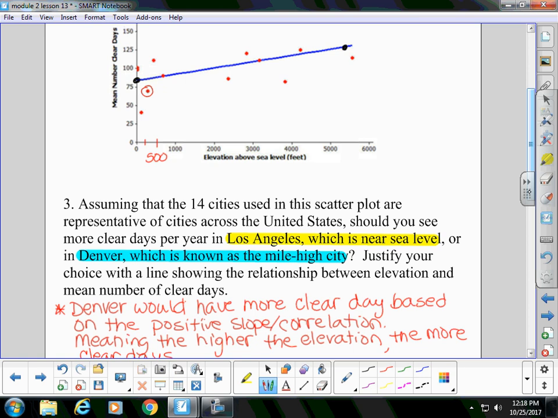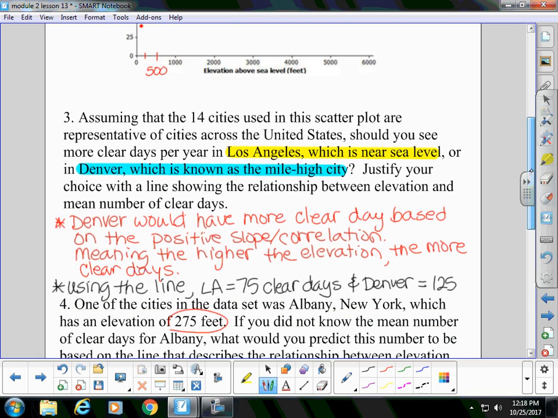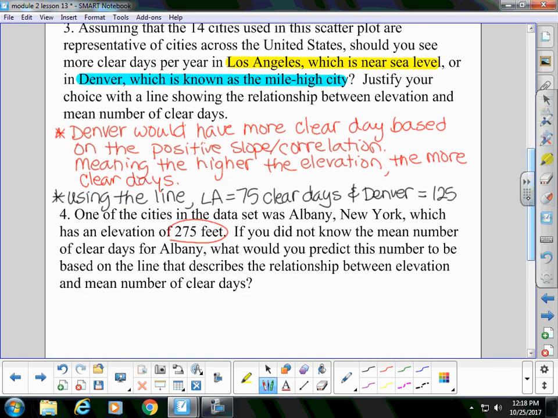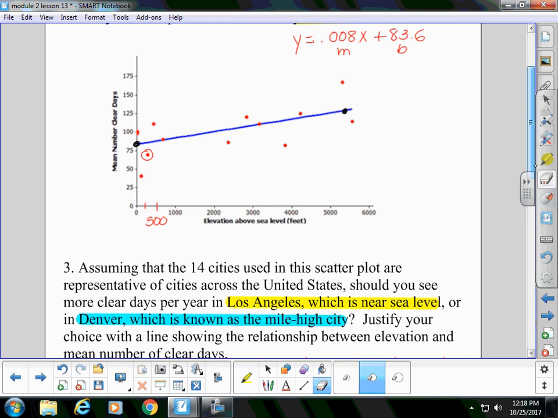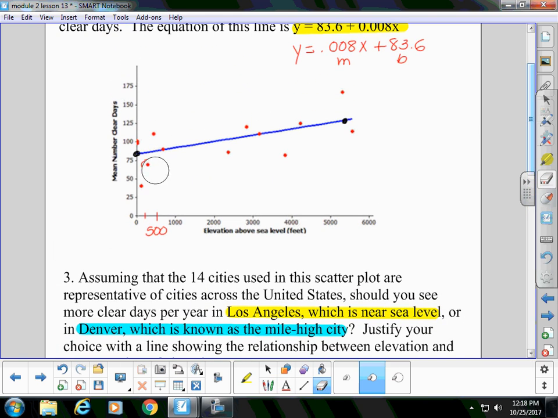So I'm guessing Albany is a little bit under 75. Let's see. It says, if you did not know the mean number of clear days for Albany, so let's not go back and look at the table, what would you predict this number to be based on? Oh, based on the line, sorry. Not based on the point. Based on the line. Not based on the points.